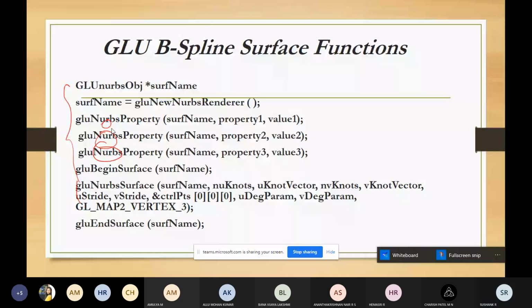And also, to get the current value, we have the gluGetNurbsProperty function, which can be used to get the current value of this B-spline. So these are some of the functions which are used for displaying that. And also we have the gluNurbsCallback function, which tells how the various events are being processed. And also we have the trimming functions.